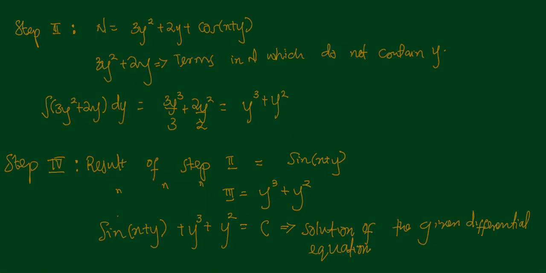Now remember I said the fifth step is optional. If you are sure about your solution, you don't have to do it. But if you are not sure of your solution, you can go ahead to check your result. So let's check. Now the solution to our differential equation is z is equal to sine x plus y cubed plus y squared, which is equal to a constant.